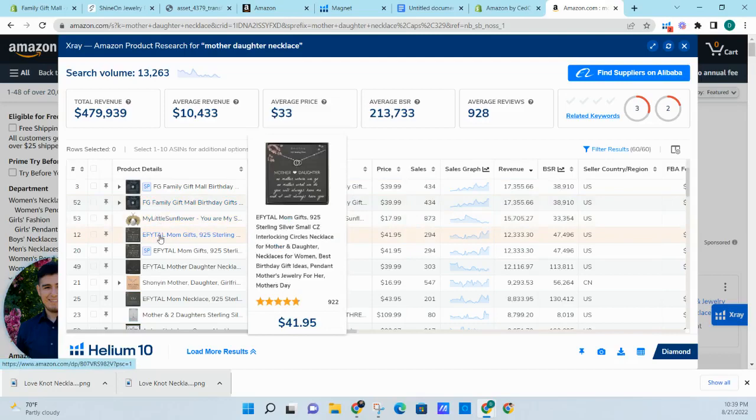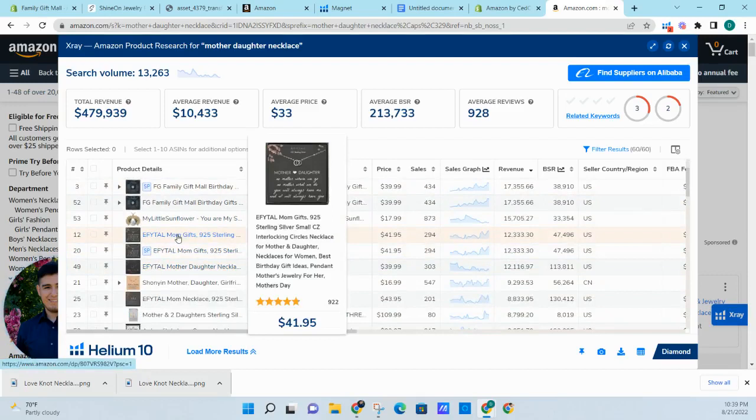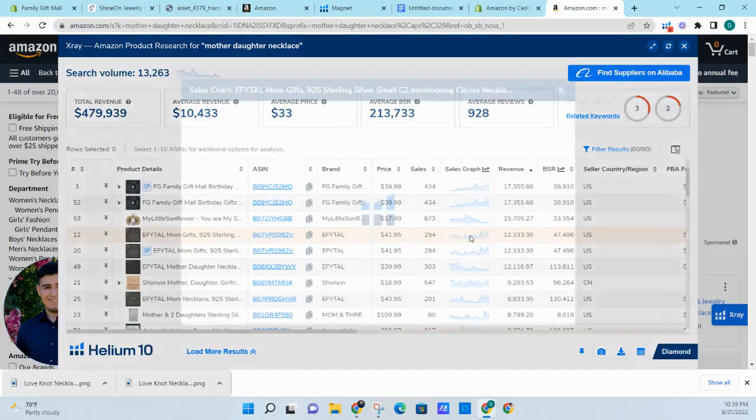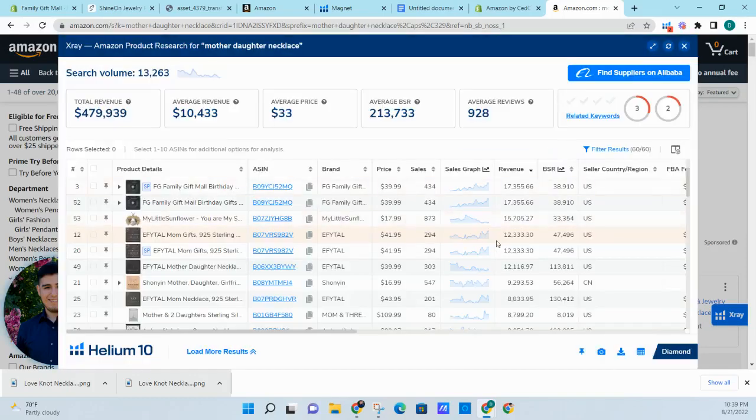Now, the second one, in reality, is the second one. This is the first one. This is the second one. The second one is mother-daughter necklace. Now, in mother-daughter necklace, what happens? This guy is selling at $42 and they're making $12,000 a month. If we look at the chart, they are selling 12, 15 sales. They're having 15 sales a day.